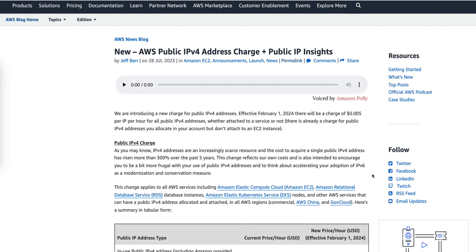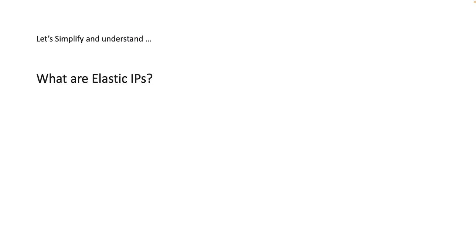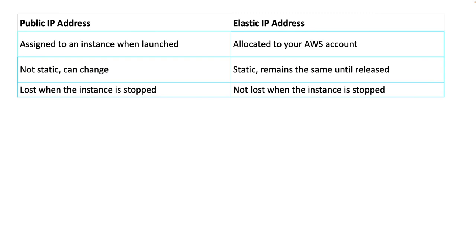And it's also one step ahead in thinking about accelerating and designing your systems to adopt IPv6 as a modernization measure for the future. So what are Elastic IPs? An Elastic IP address is a static IPv4 address designed for dynamic cloud computing. It is associated at the account level and provided by AWS.